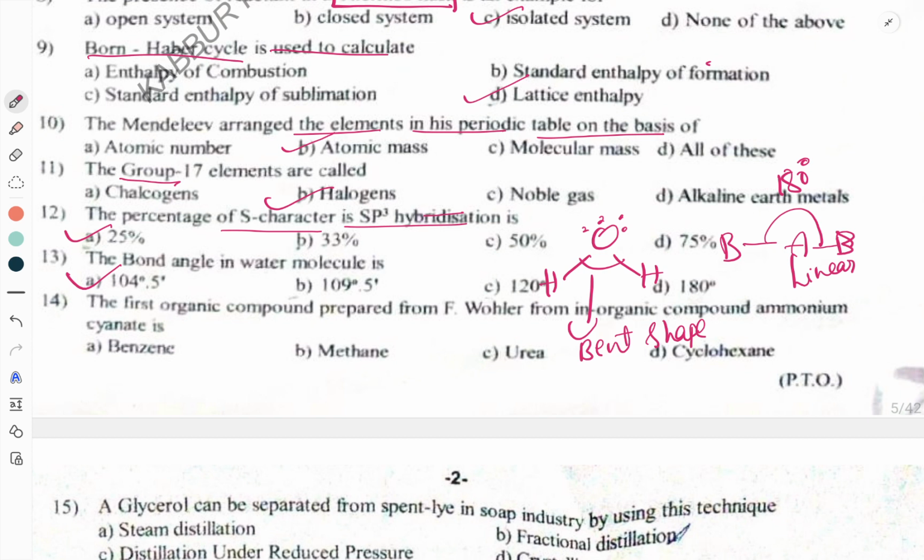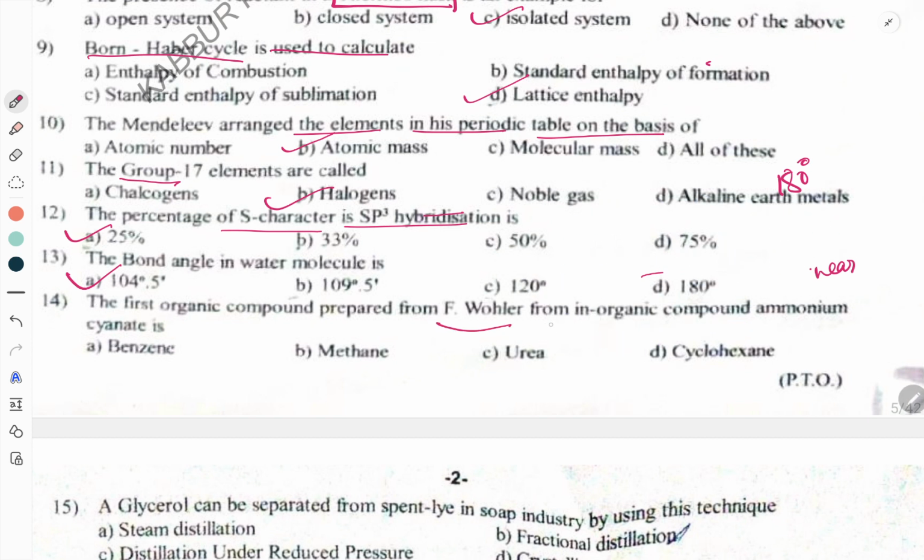Next, move on to the 14th question. The first organic compound prepared by F. Wöhler from inorganic compound ammonia. This I also discussed in the previous question paper. Please check it once if you are free. Then the correct option for this one is option C, urea.